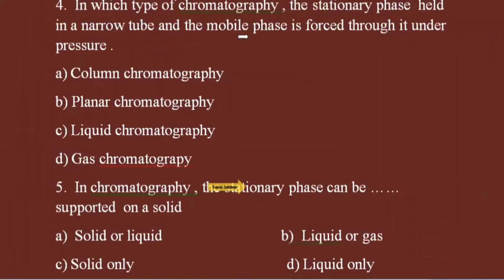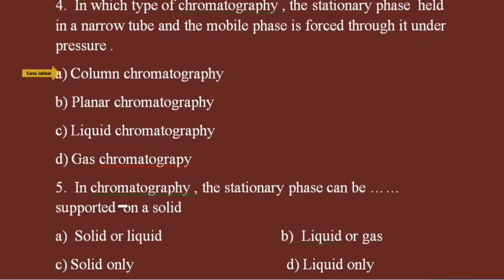Our next question is, in which type of chromatography is the stationary phase held in a narrow tube and the mobile phase is forced through it under pressure? Number A, column chromatography, B, planar chromatography, C, liquid chromatography, D, gas chromatography. A option is correct, that is column chromatography.